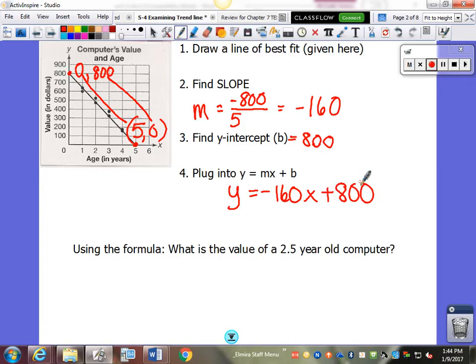Now, one thing I would encourage, that's a perfectly fine full credit answer. You could also use f of x. That would be fine as well.